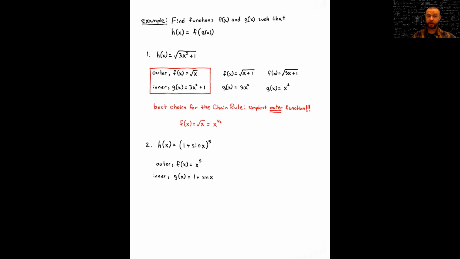All right, and again, notice here, referencing in red right above, we want to choose the pair of functions with the simplest outer function. X to the 5th is a simple function. We can differentiate x to the 5th using the power rule.